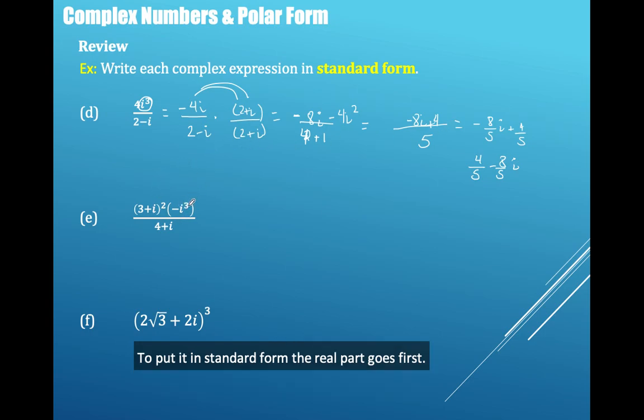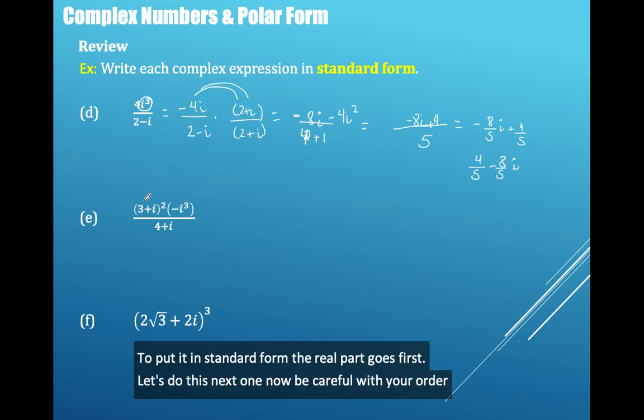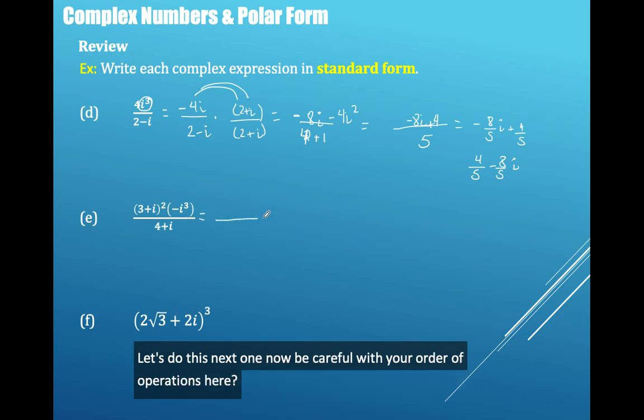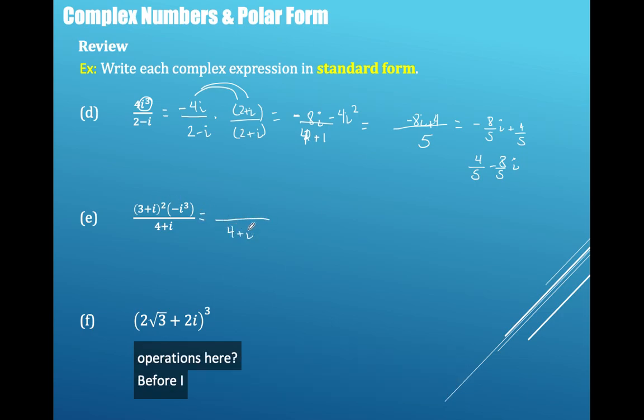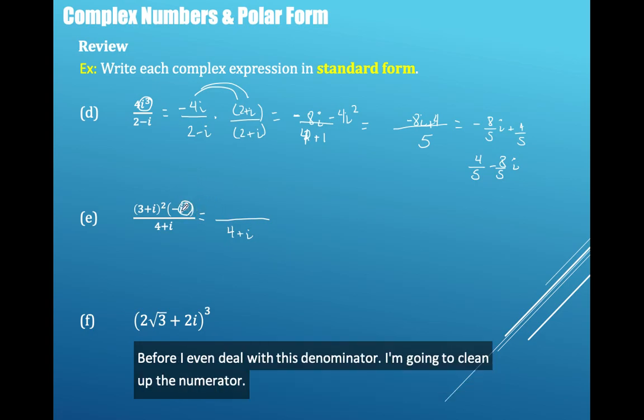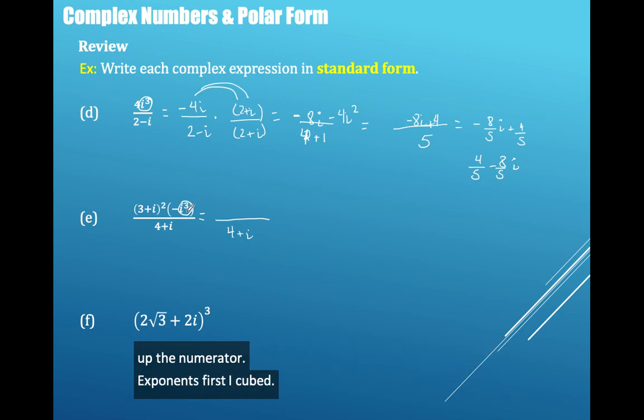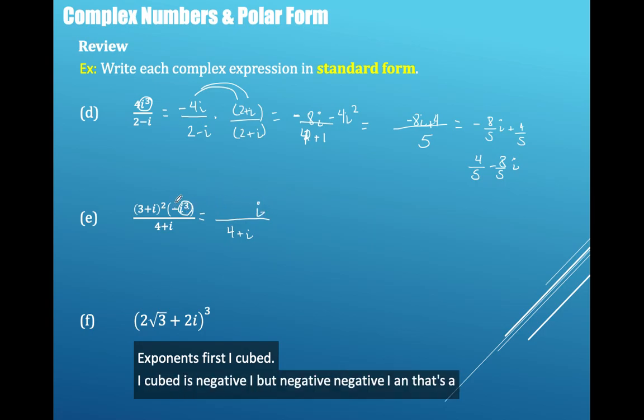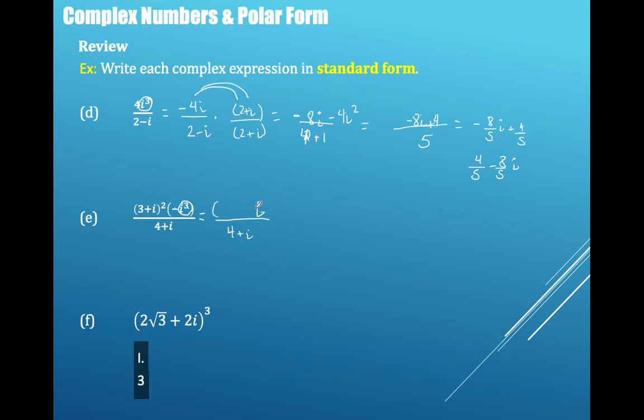Let's do this next one. Now be careful with your order of operations here. Before I even deal with this denominator, I'm going to clean up the numerator. Exponents first. i cubed is negative i, but negative negative i is a positive i. 3 plus i squared, remember, is 9 plus 6i plus i squared.